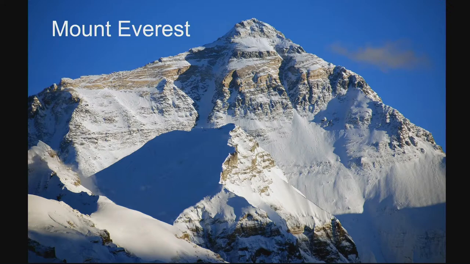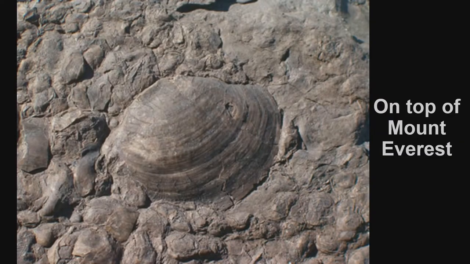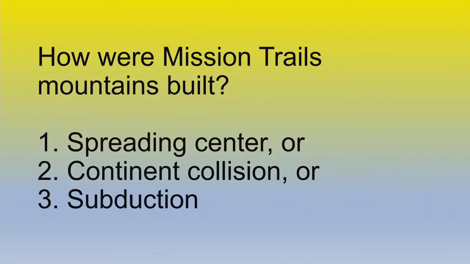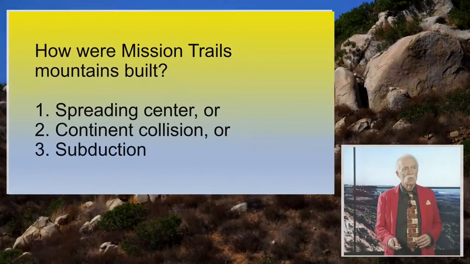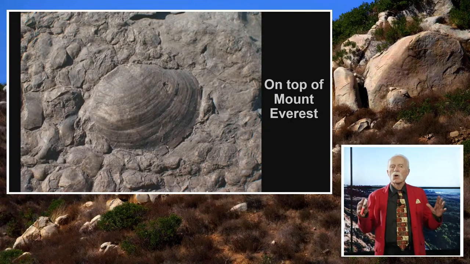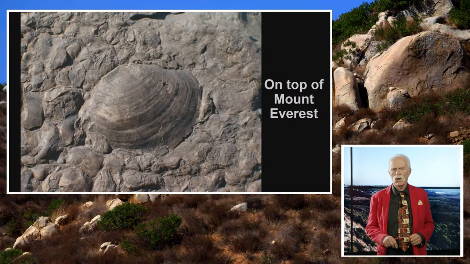And for those of you who haven't climbed to the top of Mount Everest, well, that would include me, but for those who haven't, and as a good geologist, you'd want to take a piece of rock to look at, what rock would you find at 29,000 plus feet elevation? A limestone full of seashells. So what are we looking at here? We're looking at a third type of mountain building here.